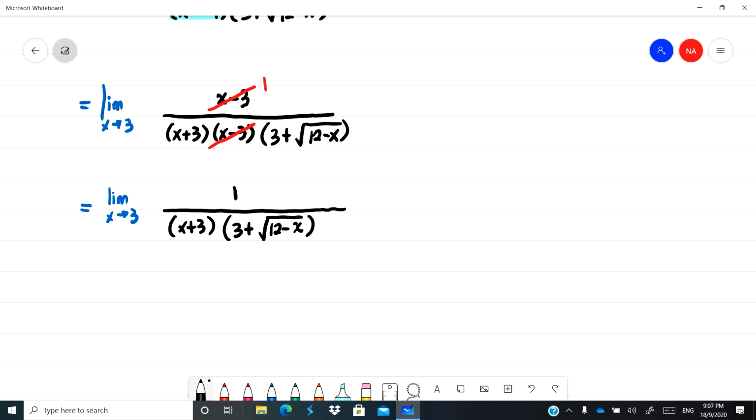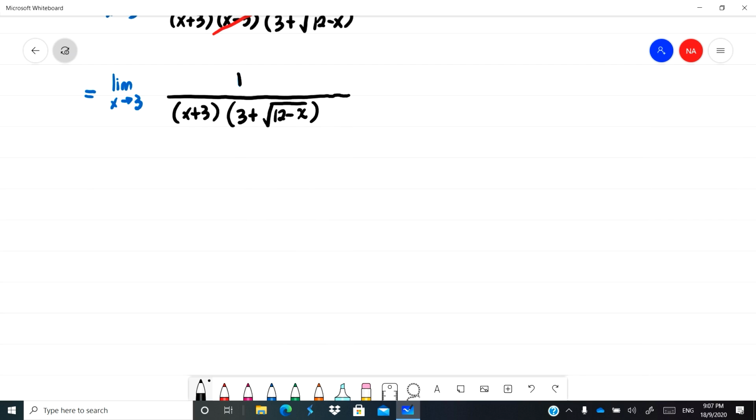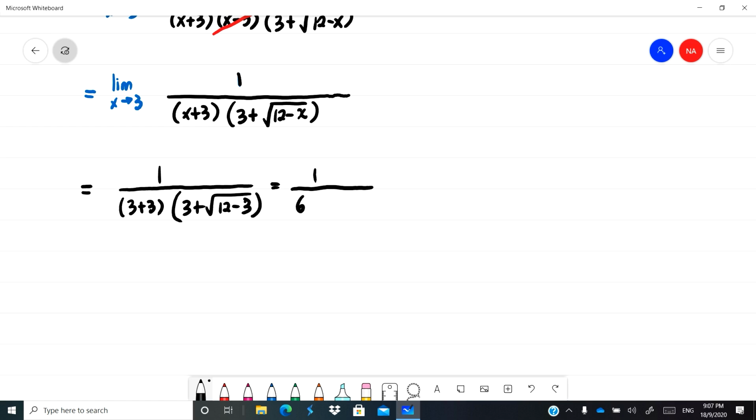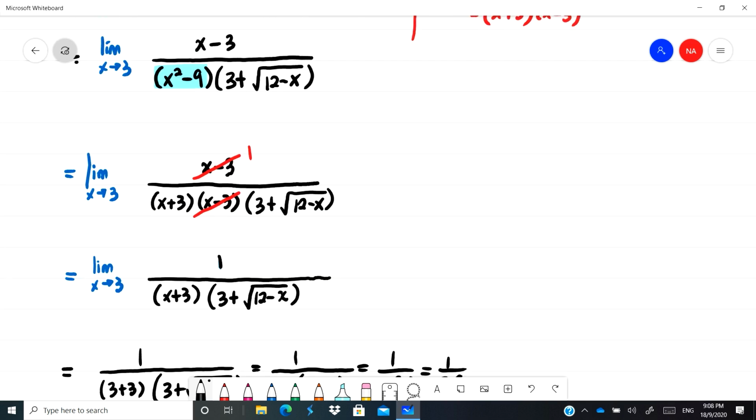Now we're going to substitute the value of x with 3, so we don't have to write the limit anymore. We're going to have something like 1 over 3 plus 3, and that one will be 3 plus square root 12 minus 3. So this is actually 1 over, 3 plus 3 will be 6, and that one will be 3 plus square root of 12 minus 3, which is 9. Square root 9 will be 3. So 3 plus 3 is still 6 there. So 1 over 6 multiplied by 6, this is actually 1 over 36. So that's your final answer.